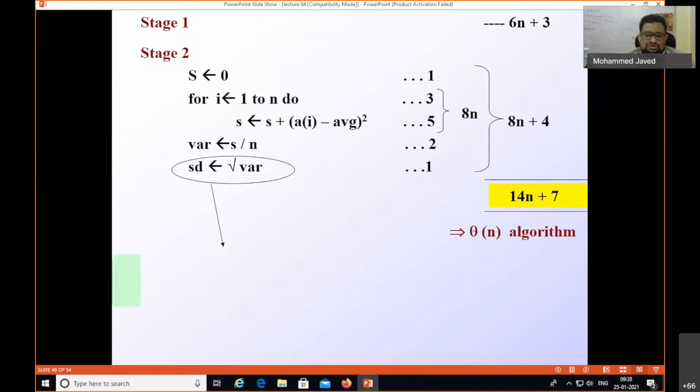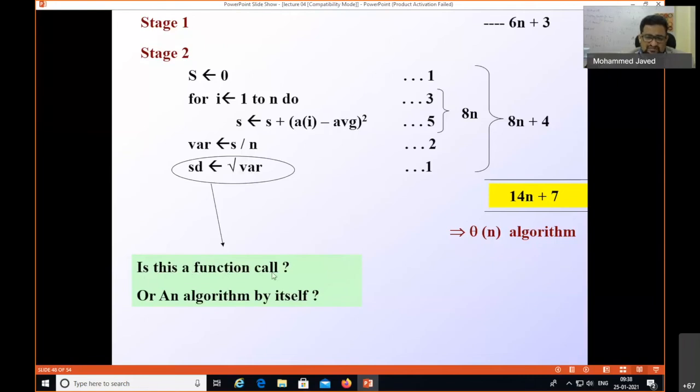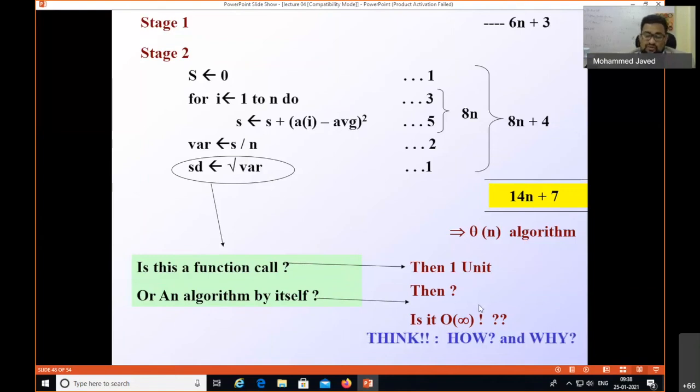Now here there is some question to think about. We are using standard deviation equal to the square root of variance, so we are using a square root function. Is this a function call or an algorithm by itself? Is computing a square root an algorithm, or is it a function at all? If you assume it is a function call, then you can take 1 unit of time. Otherwise, if it is an algorithm, then what is the computing time? It cannot be infinity. So just think about these particular issues: computing the square root, are you taking it as 1 unit of time?